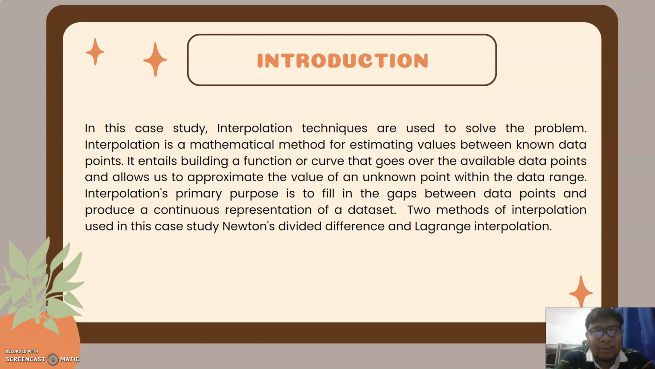Interpolation's primary purpose is to fill in the gaps between data points and produce a continuous representation of the data set. Two methods of interpolation are used in the case study, which are Newton's divided difference and Lagrange interpolation.